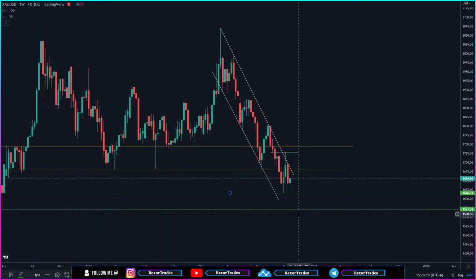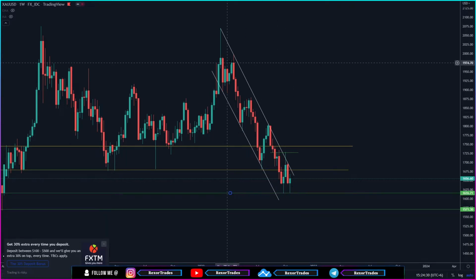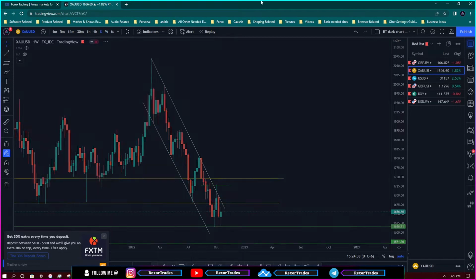Now from a higher time frame point of view, we need a breakout of this key zone for gold to continue pushing up, making a breakout of this downtrend channel, and also we need a breakout of this support level with further bearish momentum for gold to continue pushing down in continuation of this downtrend channel. Now let's go to an even shorter time frame like the daily time frame.